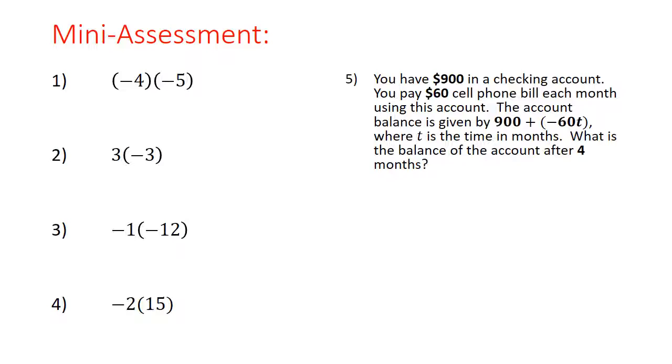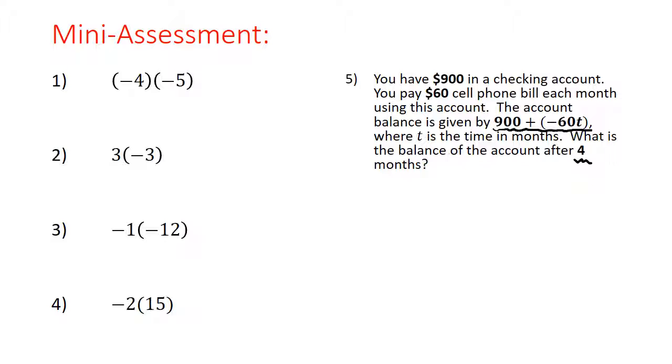And for problem number 5, it says you have $900 in a checking account. You pay a $60 cell phone bill each month using this account. The account balance is given by 900 plus -60t, where t is the time in months. What is the balance of the account after 4 months? So, what's essential in this is that we see this equation and that we know that t is going to be equal to 4. This is just like those last 3 problems that we worked on together.